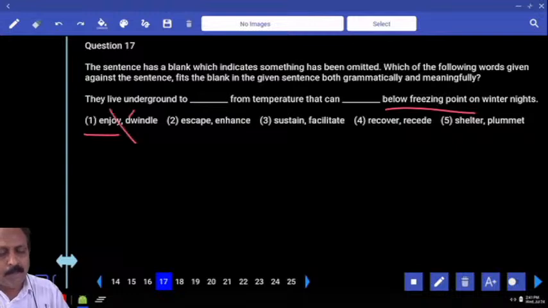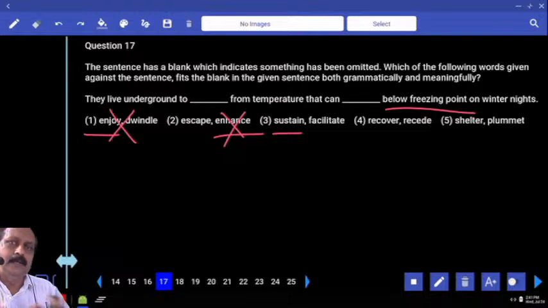You cannot consider the first one. Escape from temperature, right or wrong? It is right, you can consider. But enhance below, can you use the word enhance here? Mark it wrong. Enhance means to improve. Sustain from temperature, does it sound right? Sustain means maintain. But here we have to withstand or escape or take shelter. We cannot use the word sustain.